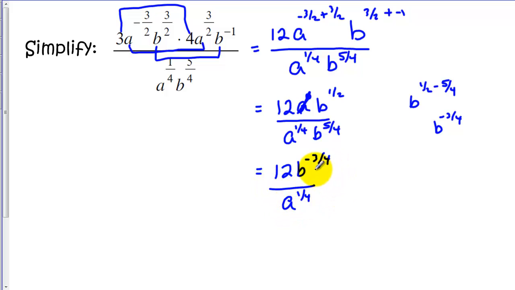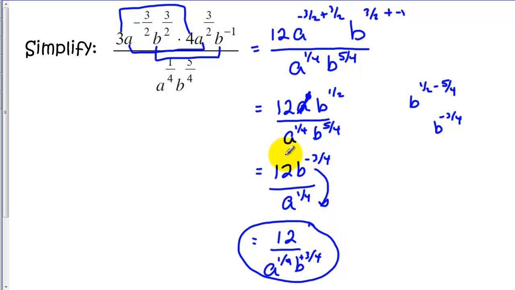And finally, we need to move the b to the denominator to have it be a positive exponent. So we end up with 12 over, that's a 4 there, and then b to the 3/4. Not negative 3/4, when we move it to the bottom, it is now positive. That's our final answer here. So just work it step by step, pairing up bases and using the appropriate rules, adding exponents when we're multiplying, subtracting exponents when we are dividing, and at the end, anything with a negative exponent goes to the other side of the fraction. Now let's look at a different type of example.